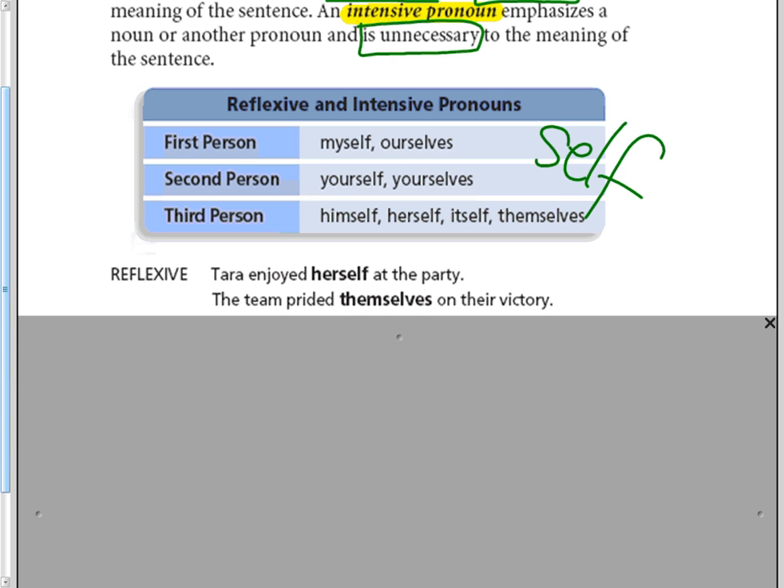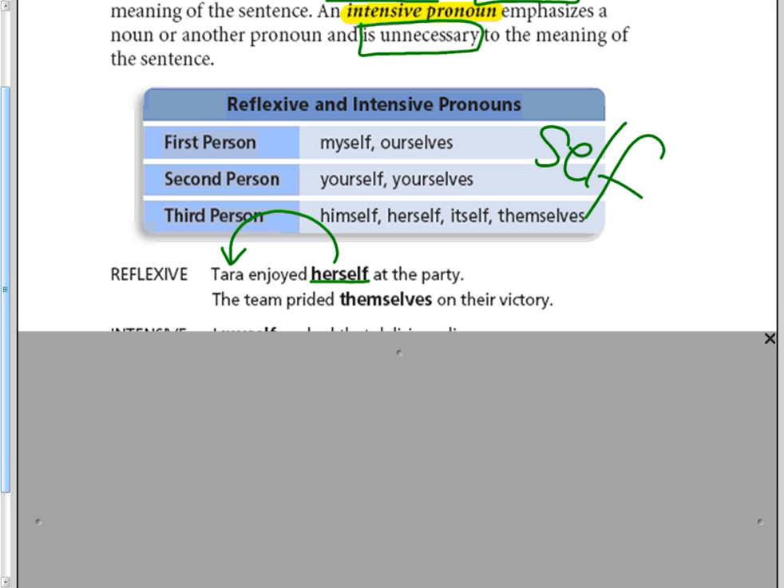Tara enjoyed herself at the party. Tara enjoyed herself. Herself is the reflexive pronoun because it refers back to the subject, Tara. It's reflecting. The team prided themselves on their victory. Themselves is the pronoun. It's referring back to the team.